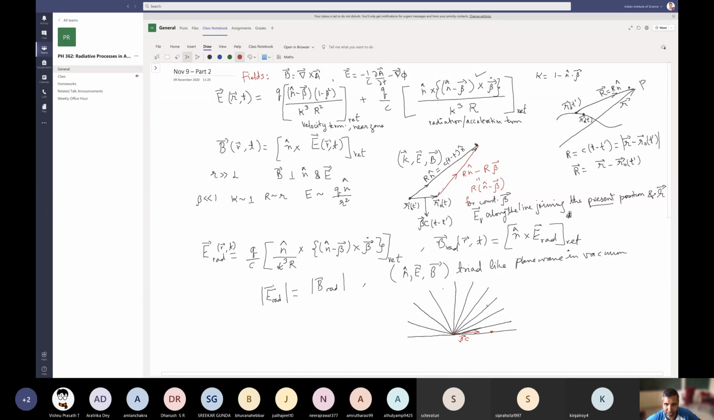So the far field electric field still doesn't know that the charge has stopped. This is the distance beta delta t. The far field doesn't know that the charge has stopped, but the near field knows that it has. So how do I draw it? Let me actually draw this. So this is beta delta t, and this is say beta c delta t, and this is c delta t.